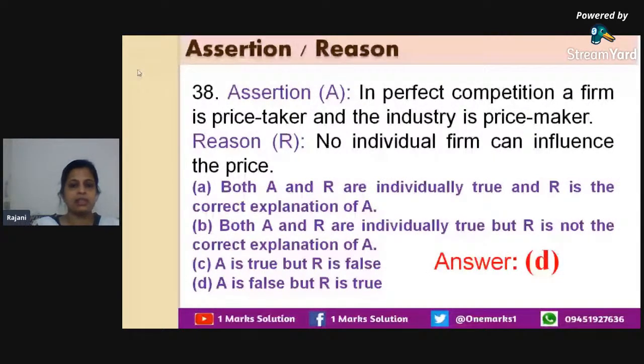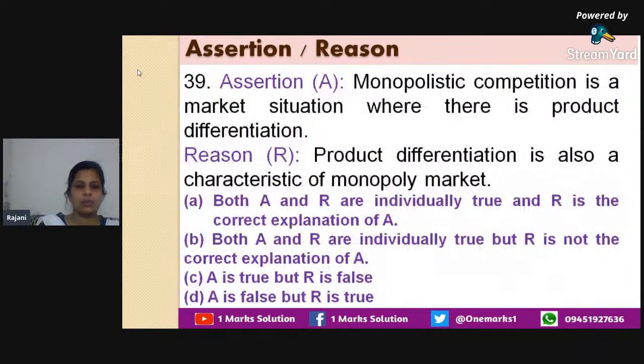In perfect competition, a firm is a price taker and the industry is a price maker, because, but R is true. No individual firm can influence the market. But at the same time, in perfect competition, a firm is a price taker and the industry is a price taker. So that is like A is false, but R is true.